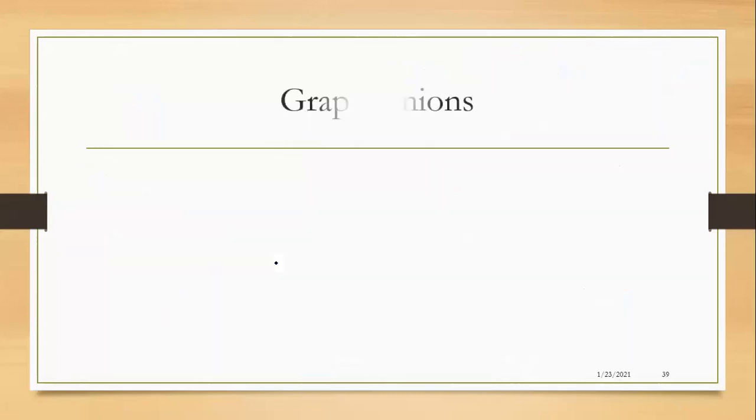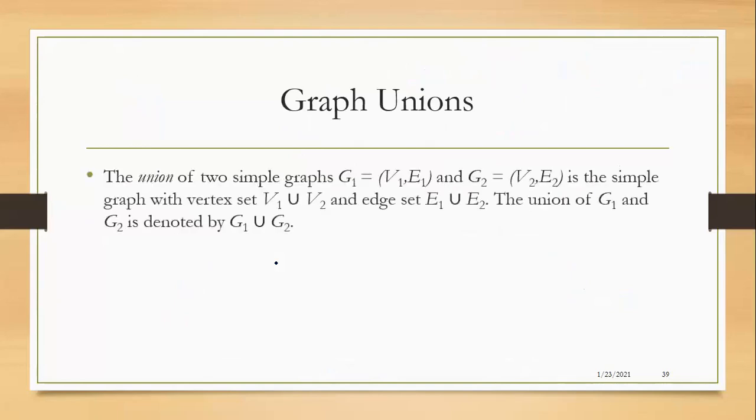After that, we have union of graphs. So how do you do union of sets? Similarly, you can perform union of graphs, and the definition is: the union of two simple graphs G1 = (V1, E1) and G2 = (V2, E2). So there are two graphs denoted by G1 and G2, for which the vertices and edges are V1 and E1, V2 and E2 respectively. And those are both simple graphs.